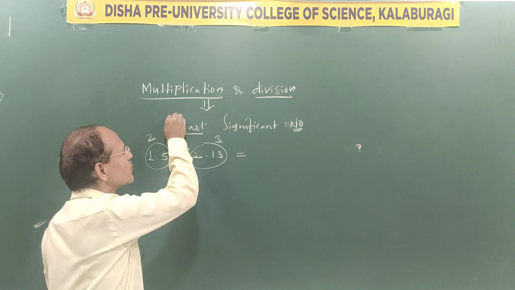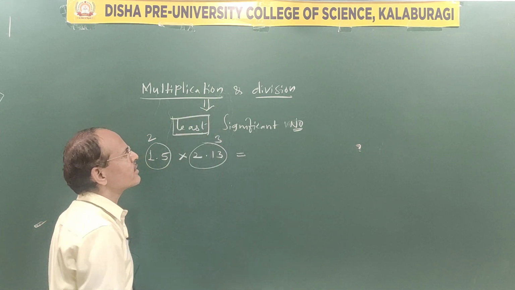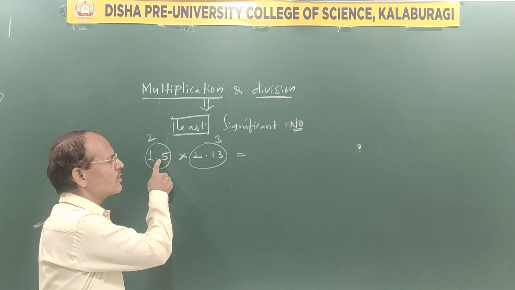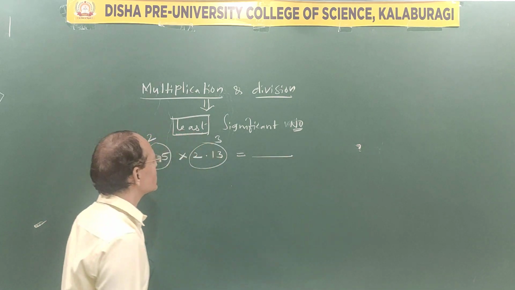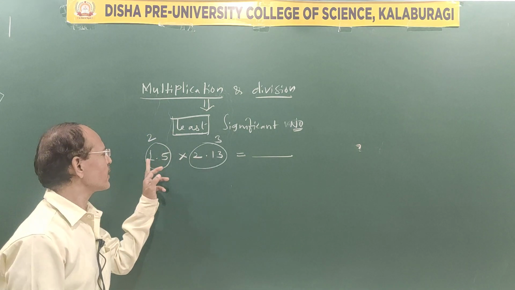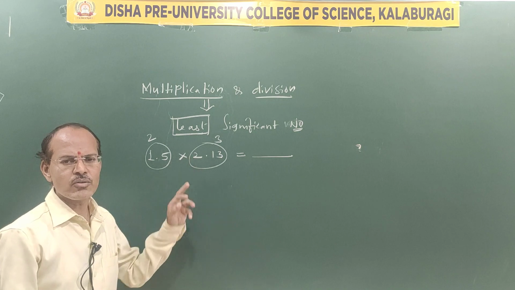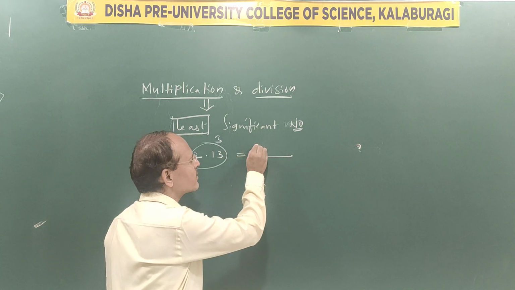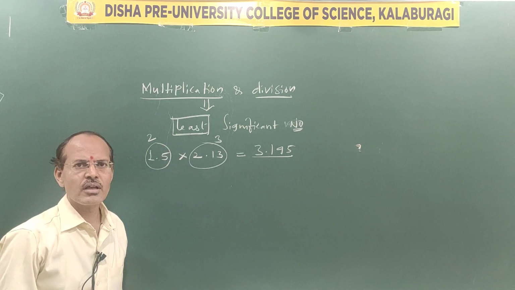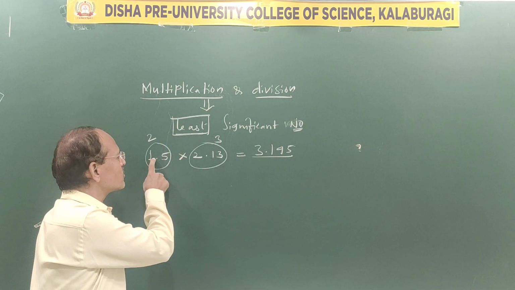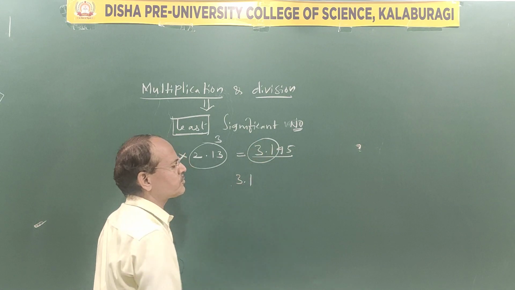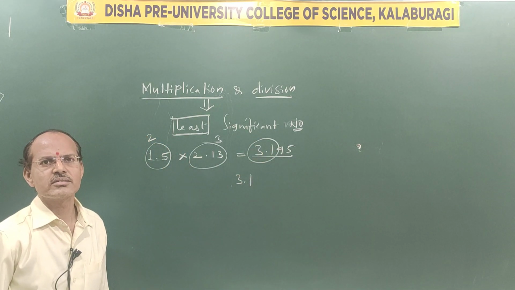Out of this, which one is going to be selected to assign the significant figure? The one which is least. So the resulting value here, 1.5 into 2.13, gives you 3.195 approximately. Here it is 2, so I will take 3.1 as the answer.